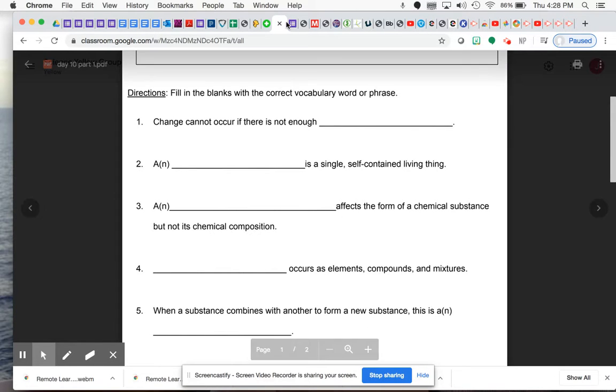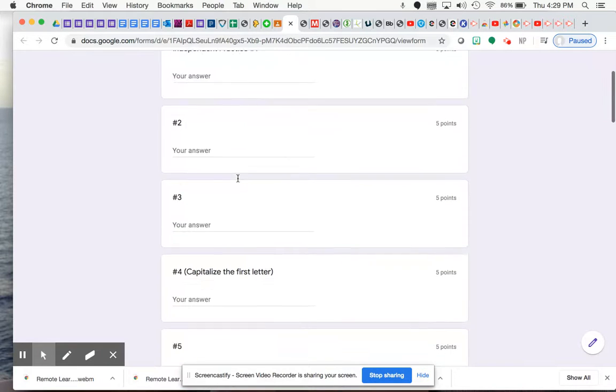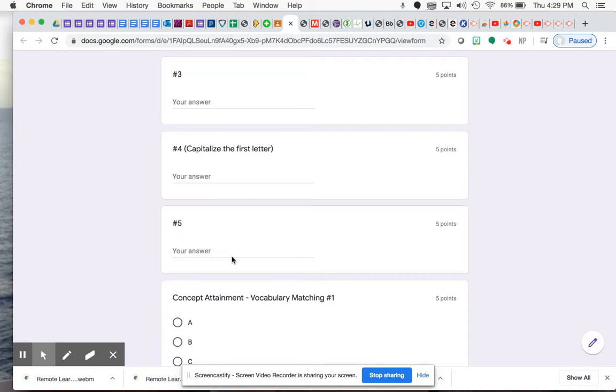All right. Remember, you are putting these 5 answers here at the beginning of the remote learning form for day 10. So numbers 1, 2, 3, 4, and 5 need to be here. They're all 5 points each.